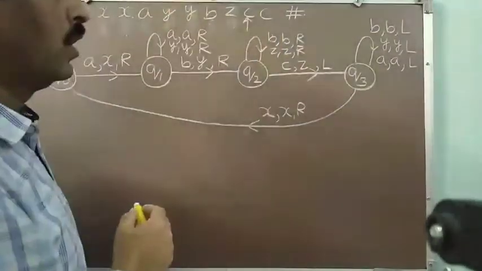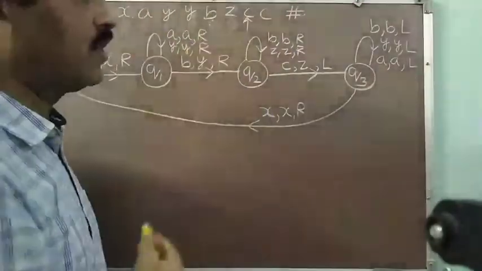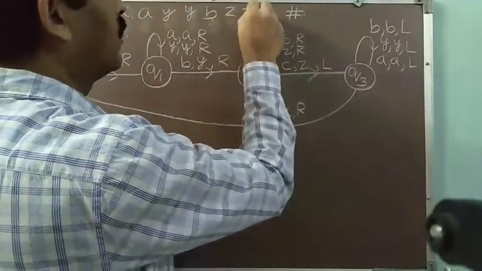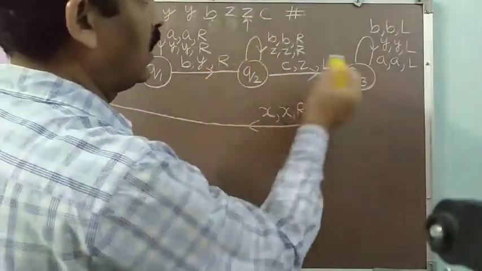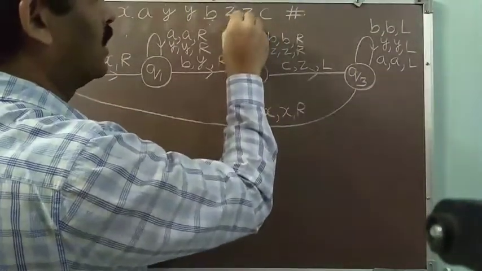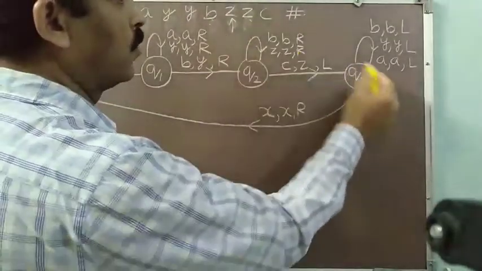Then I will move to this C. So this is the matching C corresponding to the A and B which I have processed. So this C I will process by marking it with Z, and then moving one position left. So I will come back here and move to the state Q3.